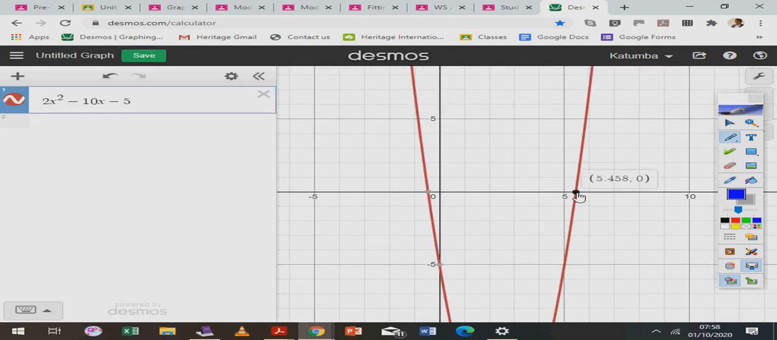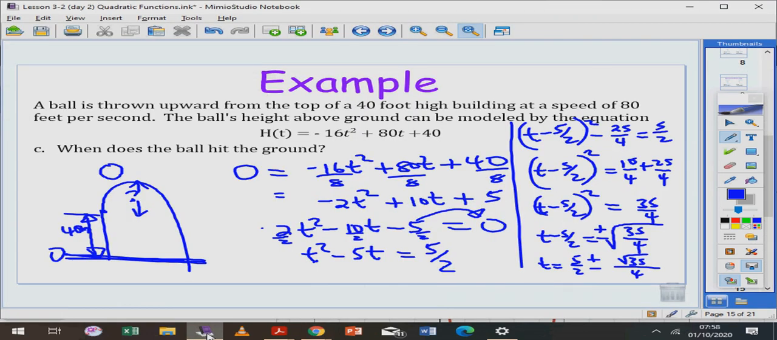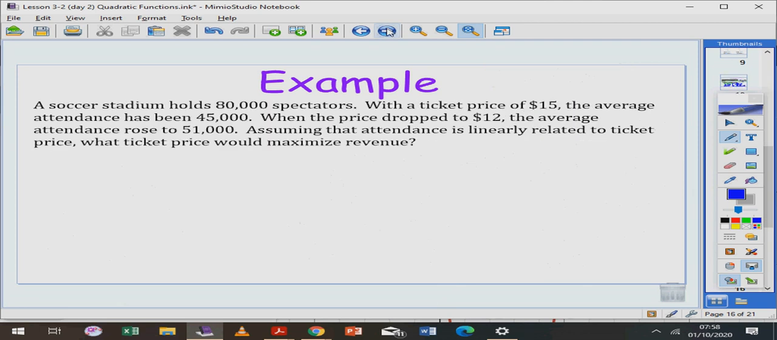Alright, a soccer stadium has 80,000 spectators. Awesome. With a ticket price of 15, the average attendance has been 45,000. Now immediately what I see is they're giving me values. I'm getting a value of price and I'm getting a value of attendance. And then that changes. When the price dropped to 12, the attendance rose to 51,000. Already I have 2 points, and when I have 2 points, first thing that comes to mind is slope or line or equation. And sure enough, the question goes on to say the attendance is linearly related to the ticket price. What ticket price would maximize the revenue?